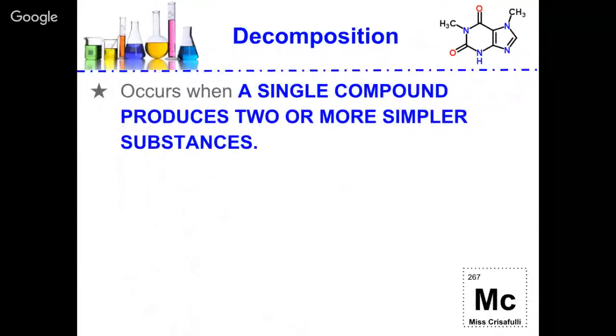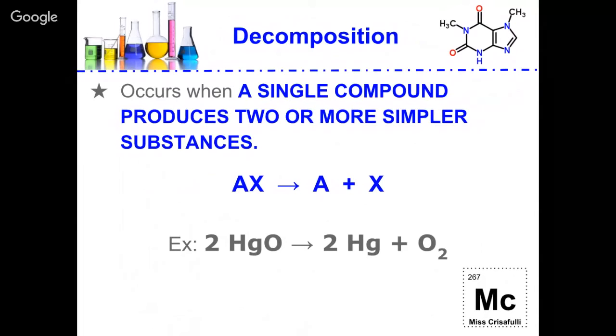Decomposition is a reaction that occurs when a single compound produces 2 or more simpler substances. So for a decomposition reaction, it is actually the reverse of a synthesis. You'll start off with a compound AX, and then you'll break it up into its elements A plus X. So our example is HgO, and that's going to break up into Hg plus O2.